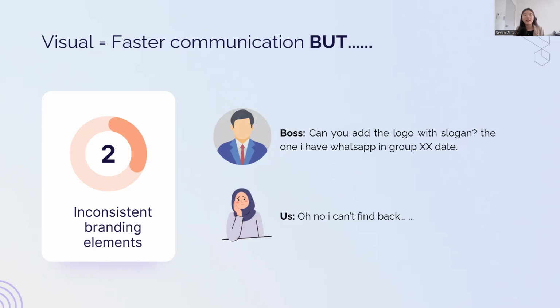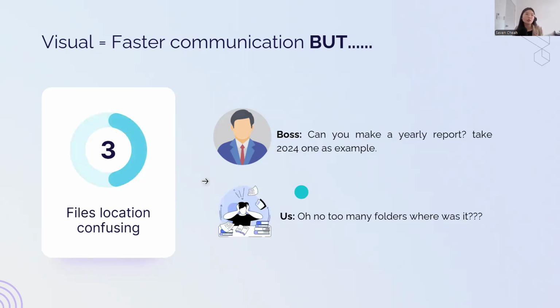How about the third? Just now I said we have three challenges when using visuals to communicate. The third challenge, which is the most common thing that happens, is we cannot find the file back. It will happen sometimes. Some of my students also come back to me about this. They say, hey, I want to do a yearly report or a weekly report, and I want to find last year's data, last year's design, last year's Hari Raya poster, something like that. Then suddenly, where is the file?